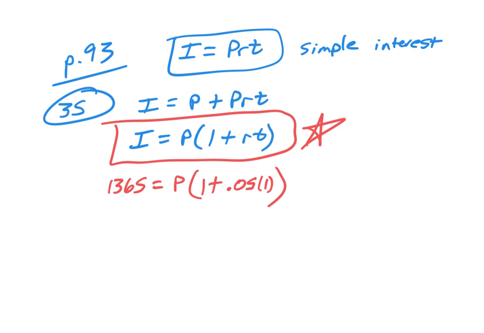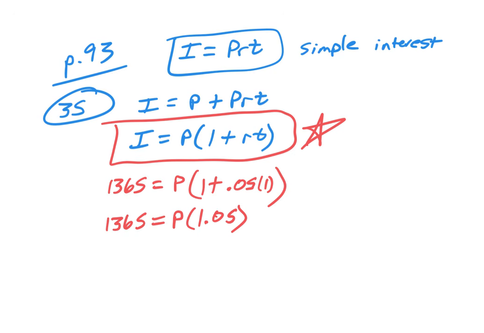And that one really doesn't matter. But if it was like 2 years, I would put a 2 here. 3 years, I would put a 3 here. So I'm putting that in there so you know that the years might change. In this case, it was 1 year, so that makes it a little bit easier. Hey, 0.05 times 1 is 0.05. 1 plus 0.05 is 1.05.